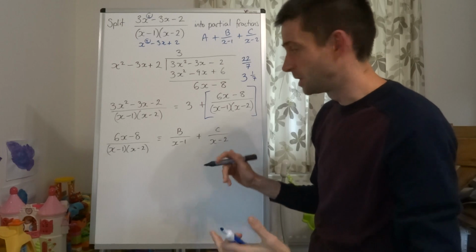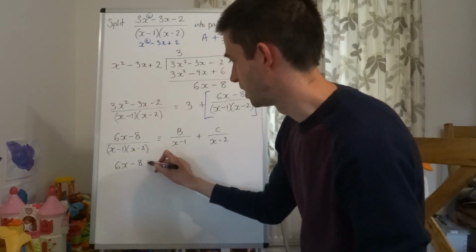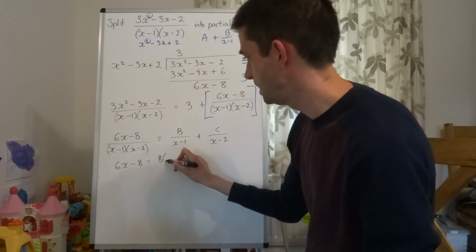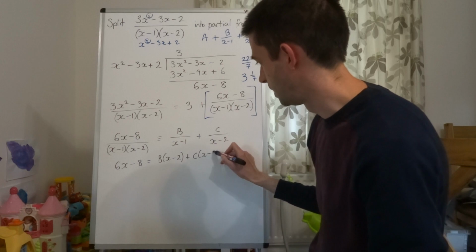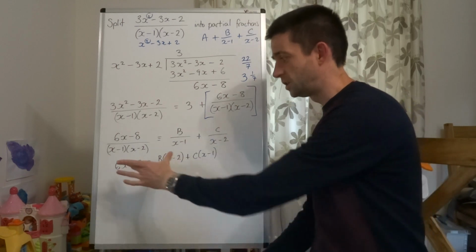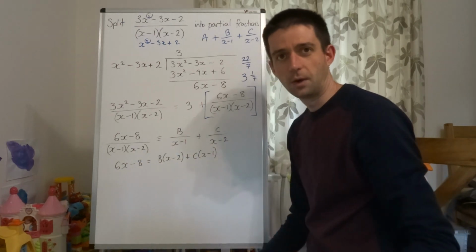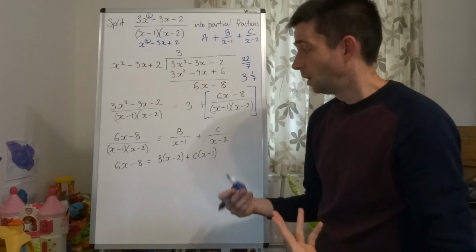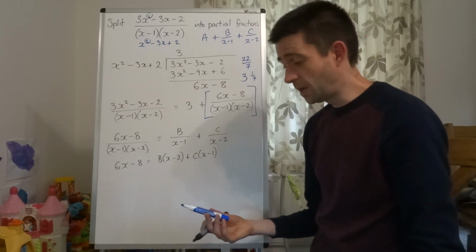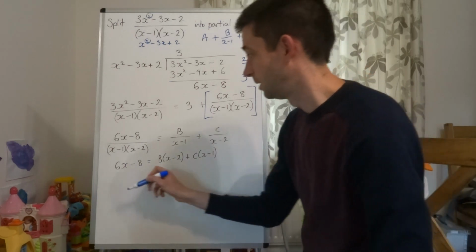Okay. So I'm going to skip a little bit here. I'm going to say that 6x minus 8, which is the numerator, would be equal to B lots of x minus 2 plus C lots of x minus 1. Now obviously in reality it's all over (x minus 1)(x minus 2), but we end up comparing those numerators anyway. Okay. Which values of x are we going to substitute in? Well, the first one we're going to use is x equals 2, because that makes this bracket 0.